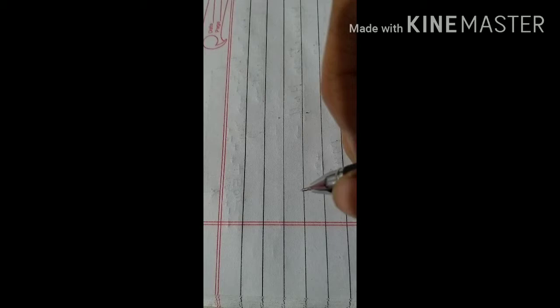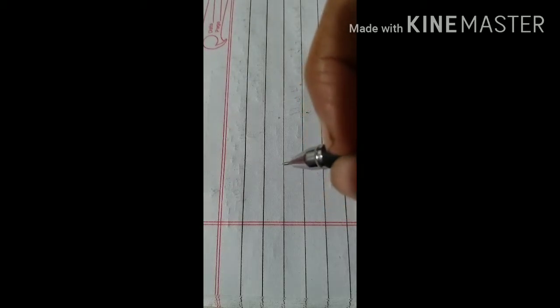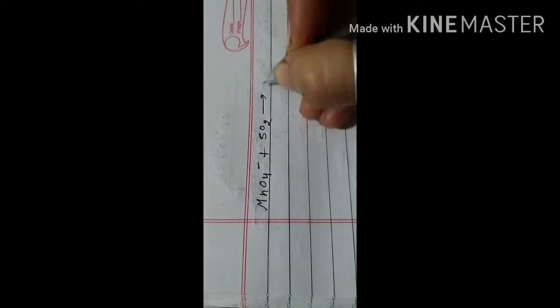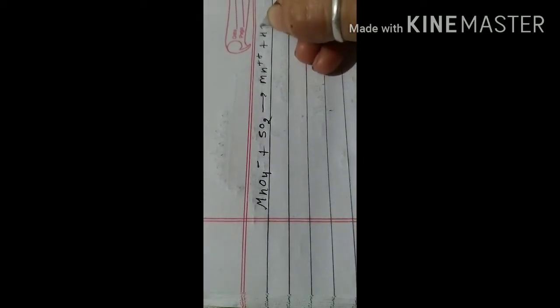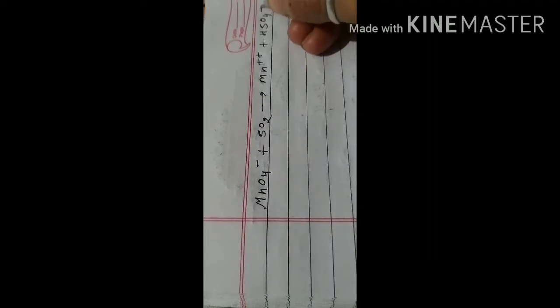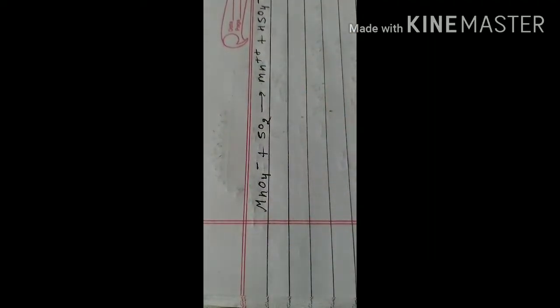In today's session, I am just going to discuss how to balance an ionic equation in an acidic medium. Let us take one example. The equation which I have brought to you is MnO4 negative plus SO2, converting into Mn2 positive plus HSO4 negative, and we have to balance this equation in acidic medium. One by one I will explain all the steps.